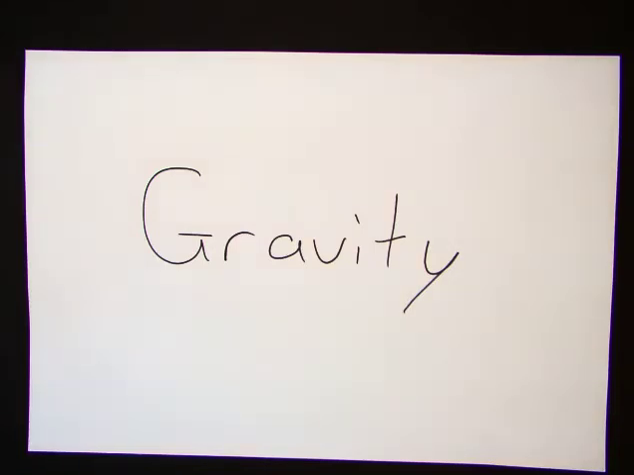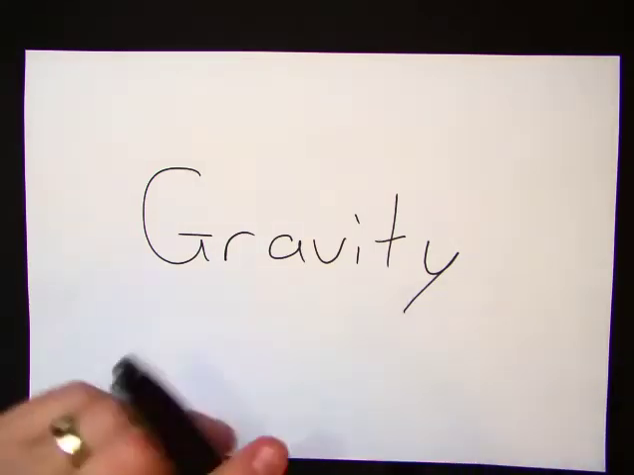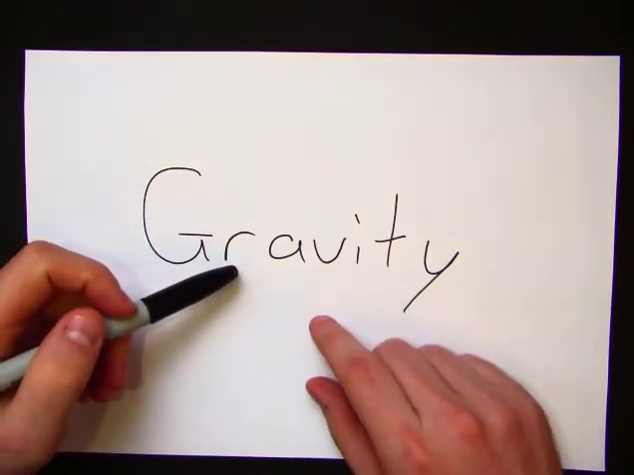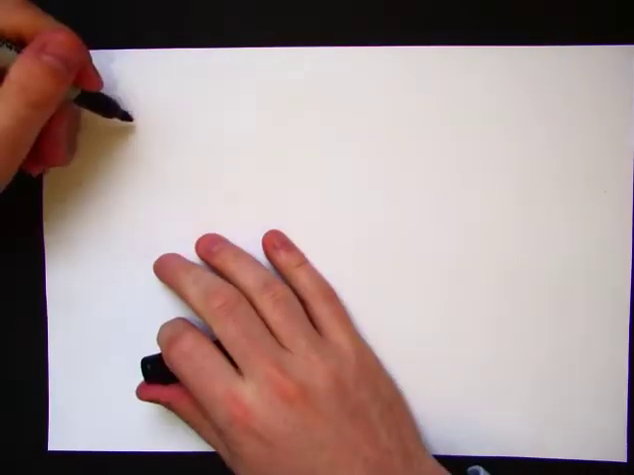Okay, today we're going to talk about gravity. More in particular, we're going to talk about the acceleration due to gravity. The acceleration due to gravity is given a symbol because we use it so often. We give it a symbol g.